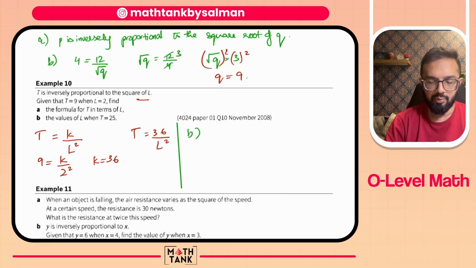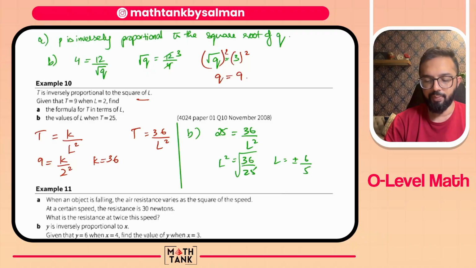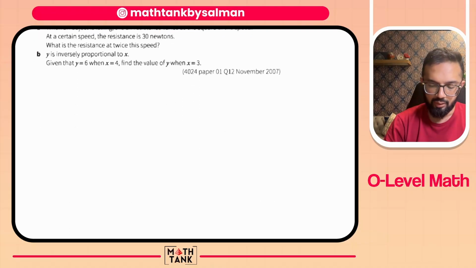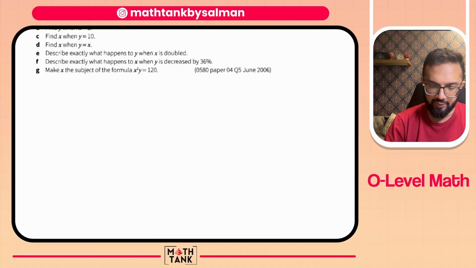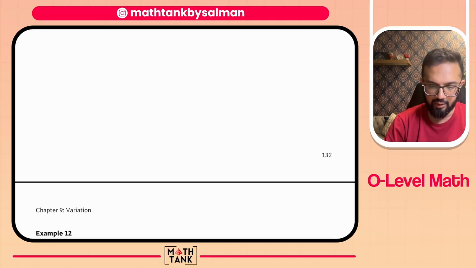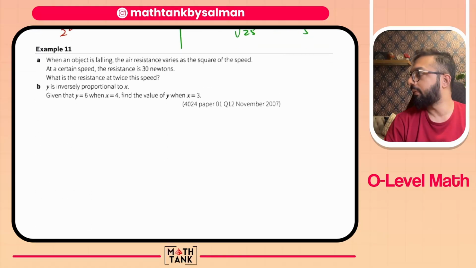25 equals 36 over L squared. L squared is then 36 over 25. L is therefore, if I take a root, I need to put both plus and minus. So it's plus minus 6 over 5. It's example 11 that I think is more challenging, and then example 12.